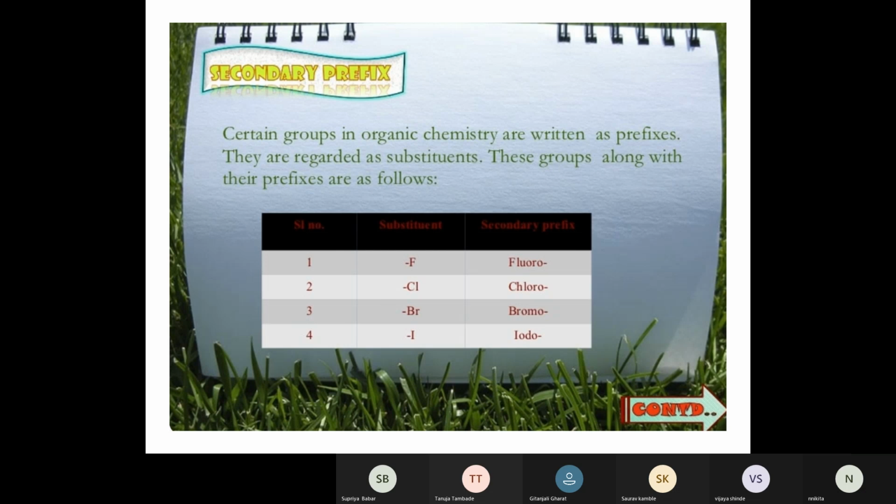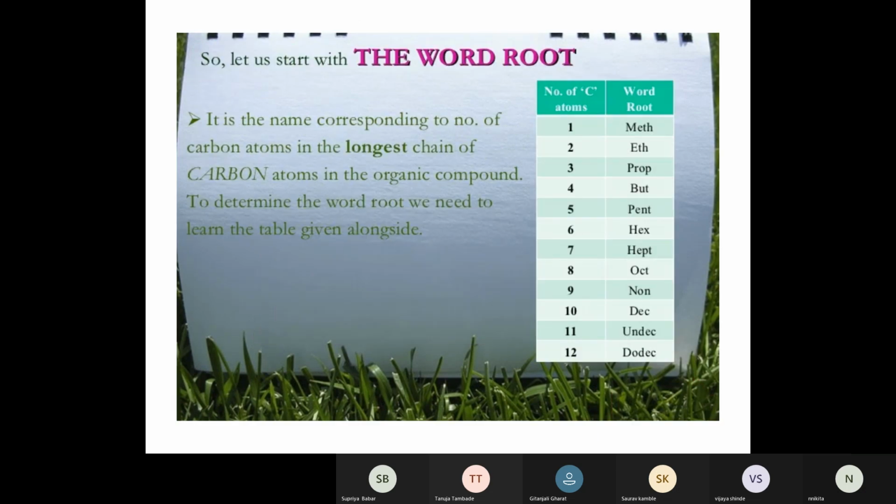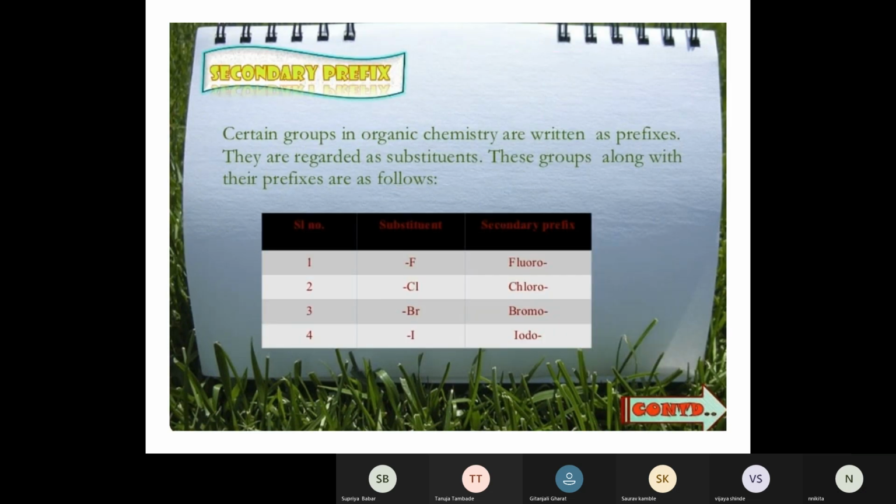These are the secondary prefix. Certain groups in organic chemistry are written as prefixes, and they are regarded as a substituent. Whenever you write the IUPAC name, if the compound contains any branch or substituent, then we will write it at the start. It will come as a prefix.